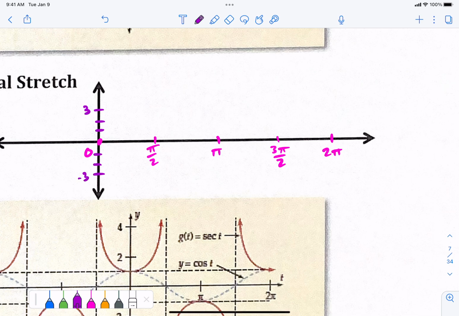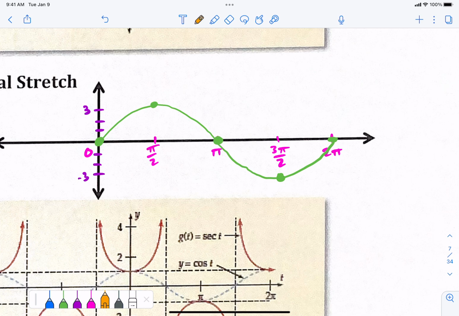We're going to graph sine first. My ruler is marked. It starts at 0, goes up to 3, down to the middle, down to -3, back up to the middle. This is what the graph of sine looks like. But we don't want sine, we want cosecant, so we've got to put our vertical asymptotes in there.